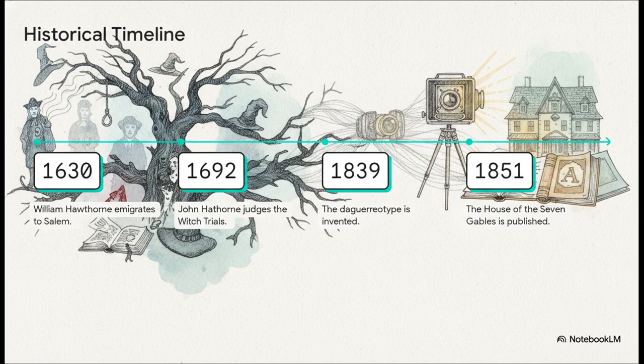In 1630, his ancestor William Hawthorne emigrates to Salem as a pretty bitter persecutor. Then, by 1692, another ancestor, John Hathorne, serves as a judge in the infamous Salem witch trials. This ancestral crime literally haunted Nathaniel Hawthorne. Now, note the leap here. In 1839, the daguerreotype, early photography, is invented. And just shortly after that, Hawthorne publishes his masterworks, The Scarlet Letter in 1850 and The House of the Seven Gables in 1851. He is directly connecting his dark, ancestral Puritan past to this massive technological leap of his contemporary era.